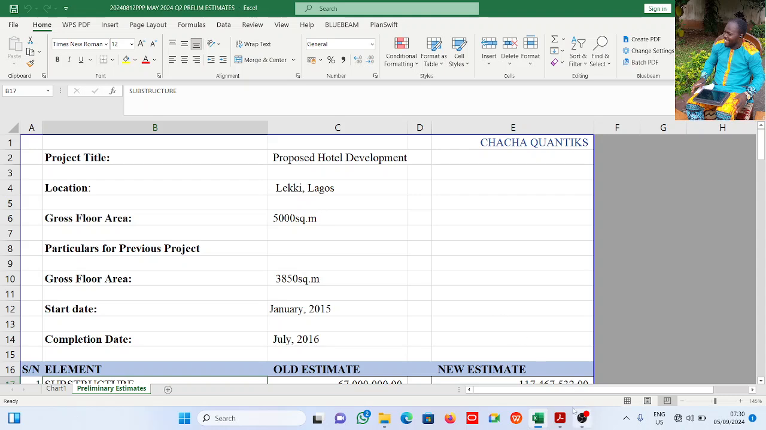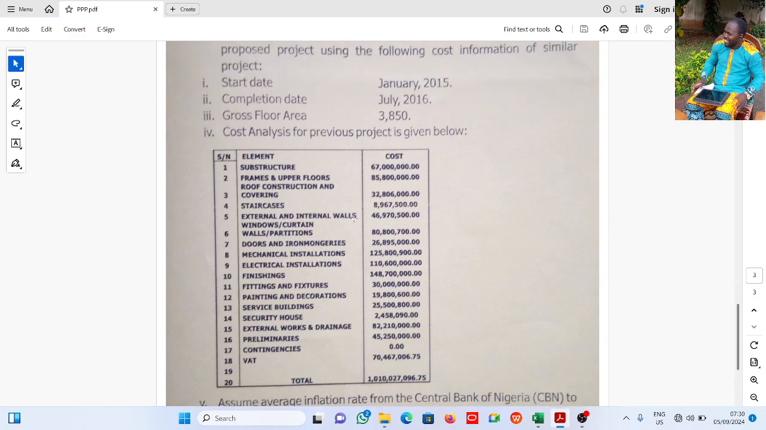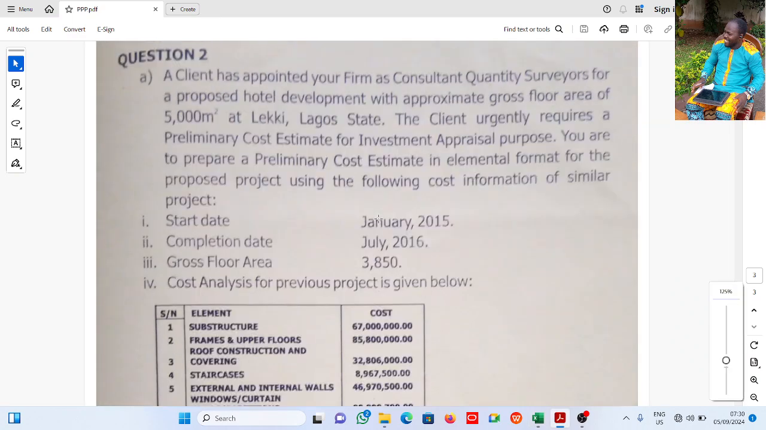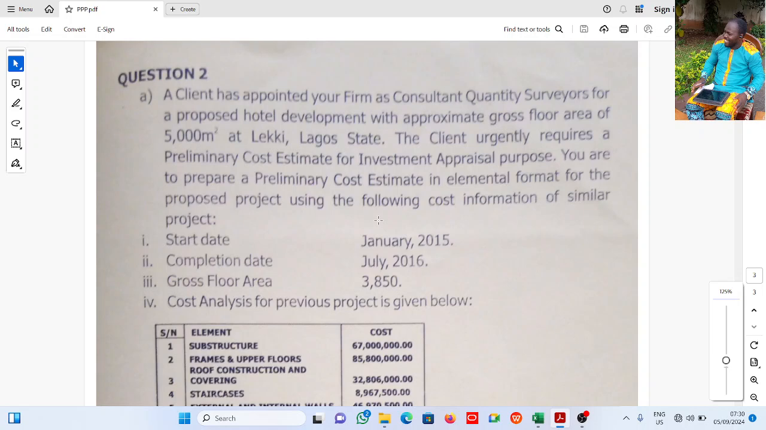Now I'll quickly go into the question, then whatever definitions we want to give, we'll give them, and we begin a solution. The question says a client has appointed your firm as quantity surveyors for a proposed hotel development with approximate gross floor area of 5,000 square meters at Lekki, Lagos State. The client urgently requires a preliminary cost estimate for investment appraisal purpose.